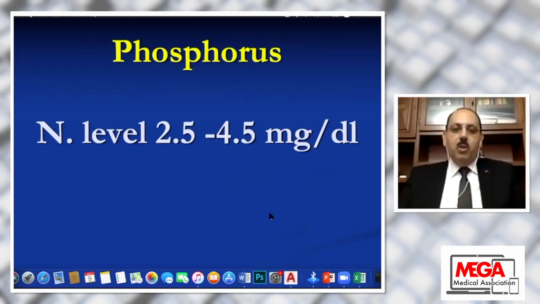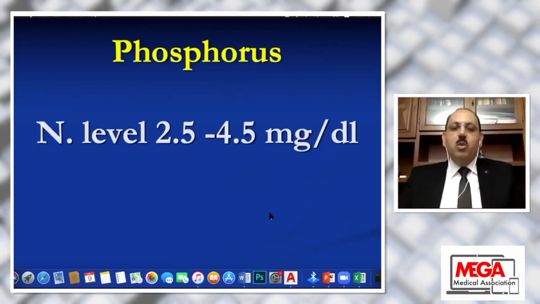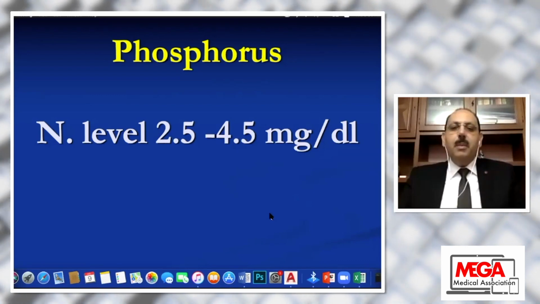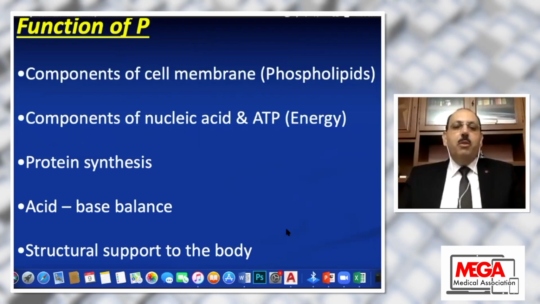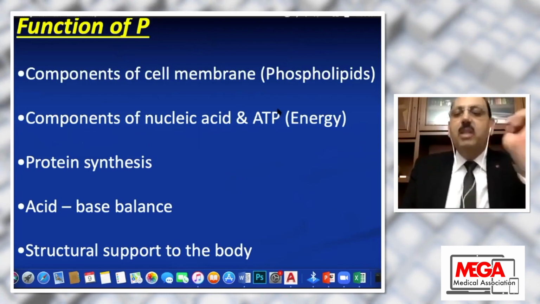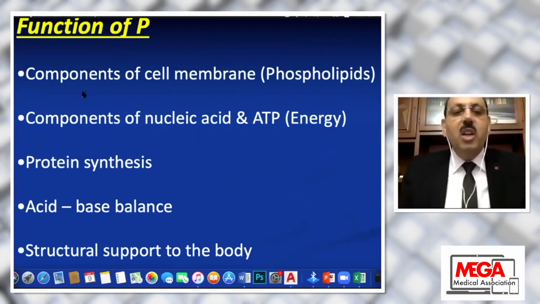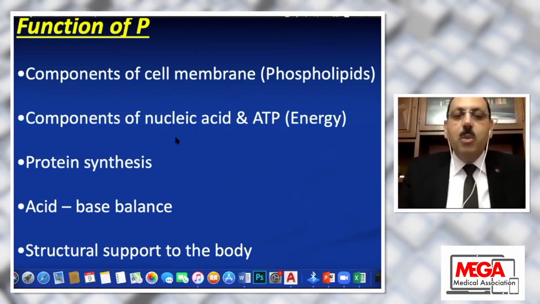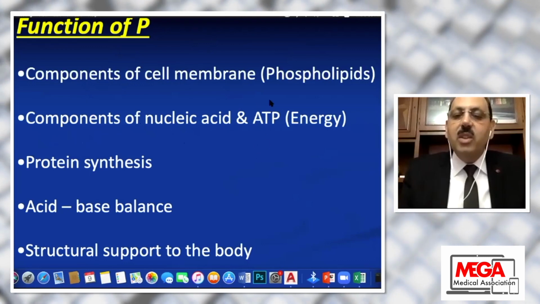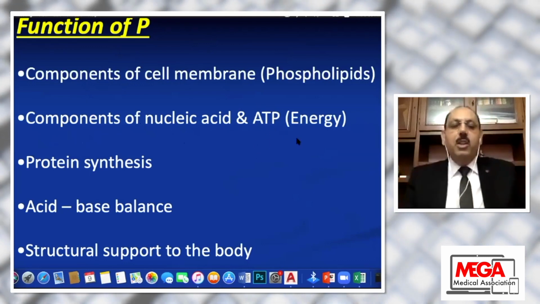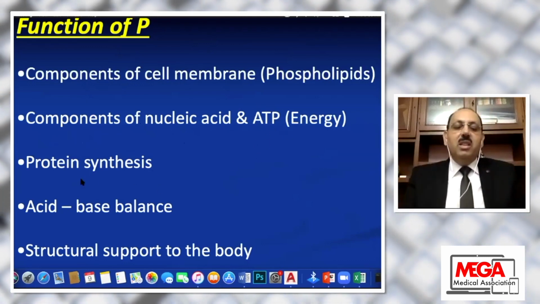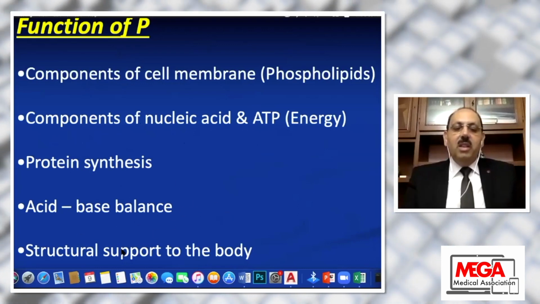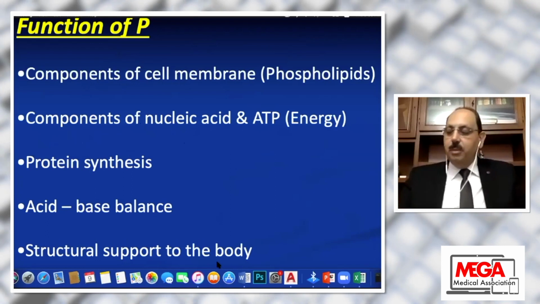As regards phosphorus, the normal level is 2.5 to 4.5 milligrams per deciliter. The function of phosphorus is very important. It forms the phospholipids, which are a component of the cell membrane. Also, it is a component of nucleic acid and adenosine triphosphate as a source of energy. It enters in protein synthesis and acid-base balance, forming the phosphate buffer, and gives structural support to the body.